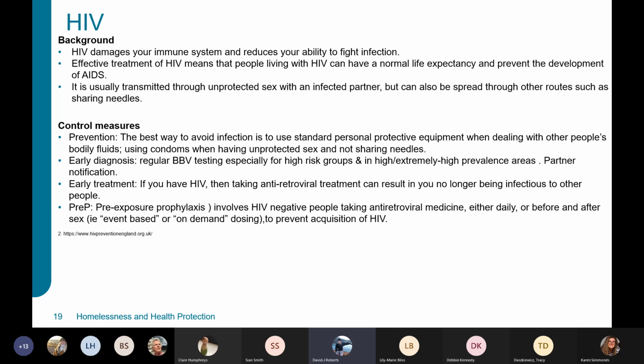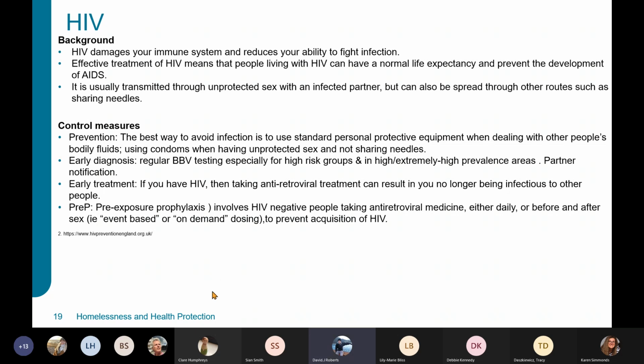Early diagnosis is really important, and regular testing for HIV and other bloodborne viruses should be promoted in high-risk groups. There's a table I'll come to at the end where I've attempted to summarise the various bits of guidance around testing. There's also a reference to high and extremely high prevalence areas, because the particular testing offered will vary by the prevalence of the area that you're in, and this particularly refers to opportunistic testing in healthcare settings.